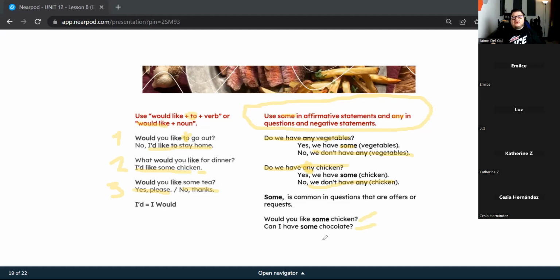Por ejemplo, yo estoy pidiendo algo al mesero y le digo: hey, can I have some chocolate? Entonces, para sonar amable, en una request, una solicitud, voy a usar some. Y para cuando estoy ofreciéndole algo a alguien, como por ejemplo a una visita le ofrezco una bebida o algo de comer, entonces: would you like some chicken? En estos casos, some sí se puede utilizar en preguntas. Pero en casos de existencias, saber si hay vegetales, pollo, leche, huevos, etcétera, nos vamos a pegar a any para preguntas y oraciones negativas, y some solamente para oraciones afirmativas.